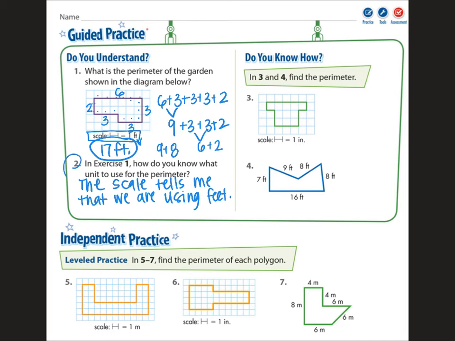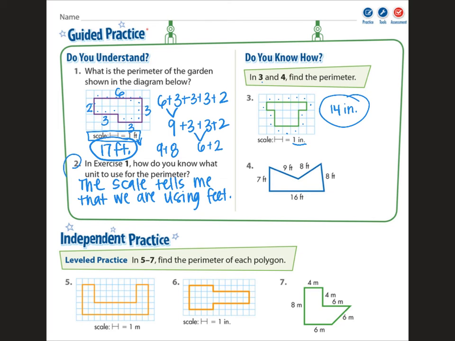Number 3 and number 4. So it says in number 3 and number 4, find the perimeter. So remember again, we look at that scale, we're talking in inches. So make sure when we find the perimeter, we say it's in inches. So you can go ahead and count all of the units around this object. 1, 2, 3, 4, 5, 6, 7, 8, 9, 10, 11, 12, 13, 14. 14 inches.